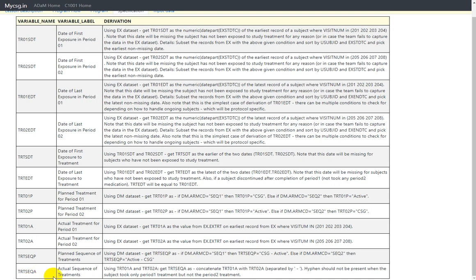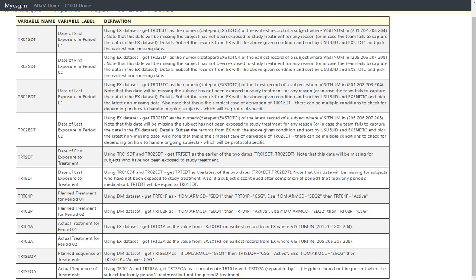And for TRTSEQA, we are being asked to populate it using TRT01A and TRT02A. Get TRTSEQA as TRT01A and TRT02A concatenated, separated by a hyphen in between. There is a note saying that the hyphen should not be present when the subject took only the period 1 treatment but not the period 2 treatment.